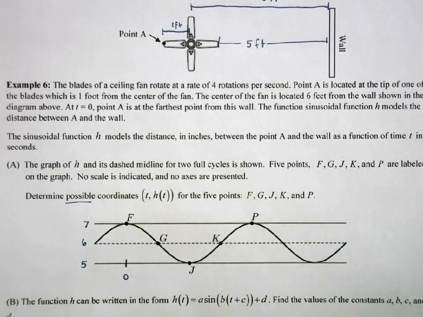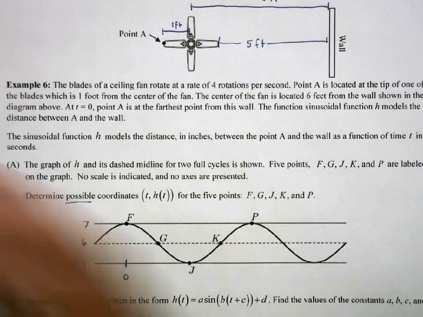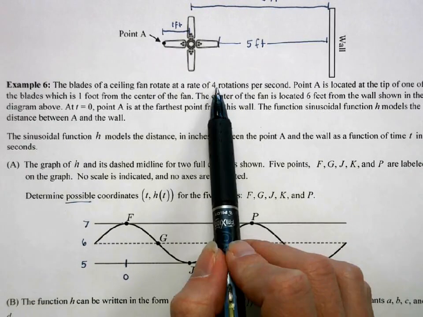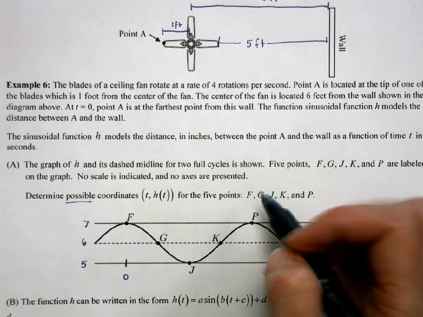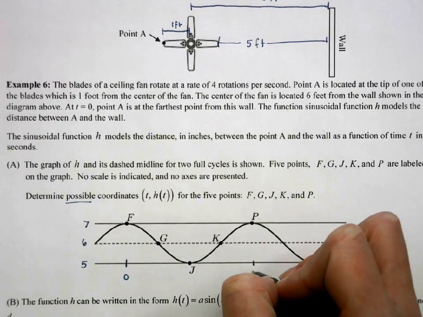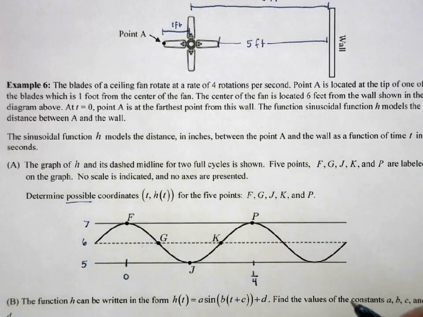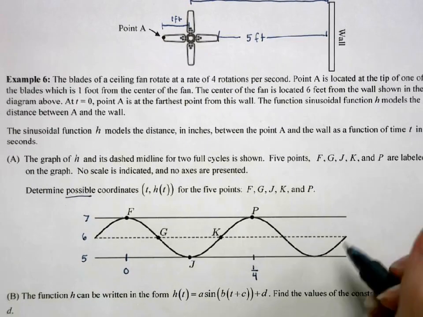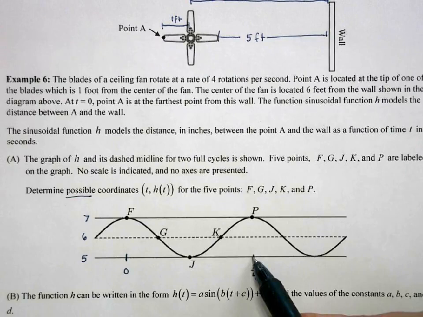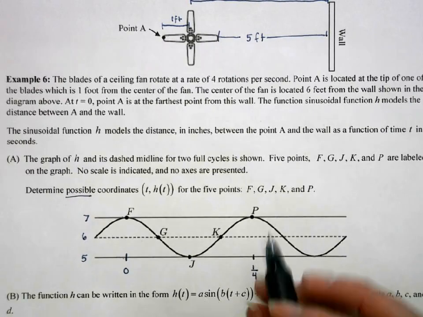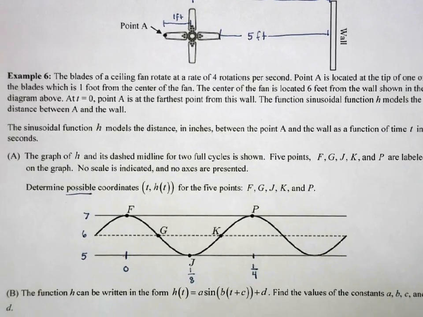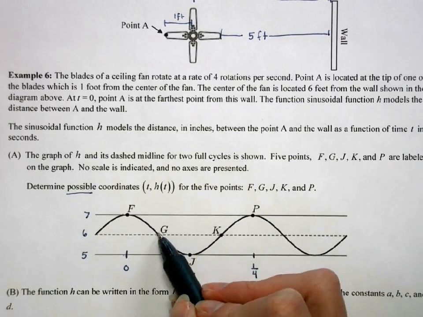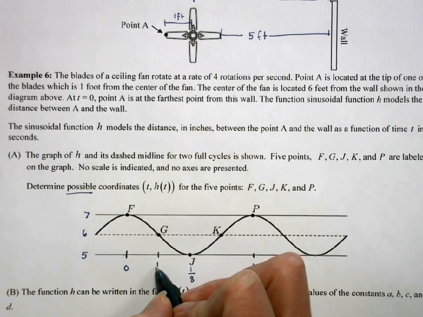it rotates at a rate of 4 rotations per second. So we'd see 4 of these per second, which means our next maximum is going to occur at 1/4. Okay, if our maximum occurs at 1/4 and 0, our minimum is going to occur halfway in between those at 1/8, which means it's going to cross the midline here at half of that, which is 1/16. So this distance is 1/16.